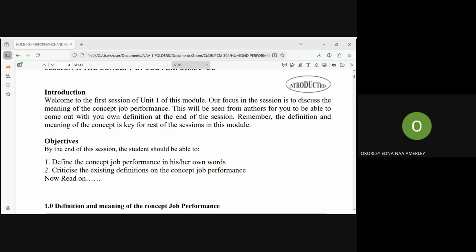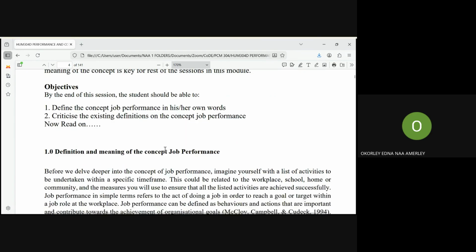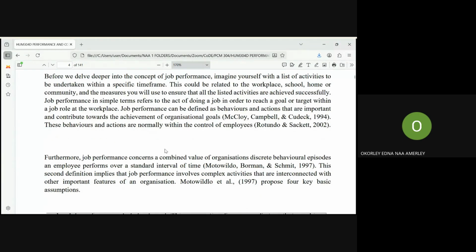As Ensuela and Swale said, I like the fact that work is being measured. The measurement of it is very, very important. So I want us to see what we have in the module. The module gives us the opportunity to imagine ourselves doing a number of activities within a specific time frame, either at your workplace, at school, at home, or in your community, and the measures you will use to ensure that you have done all the activities successfully.